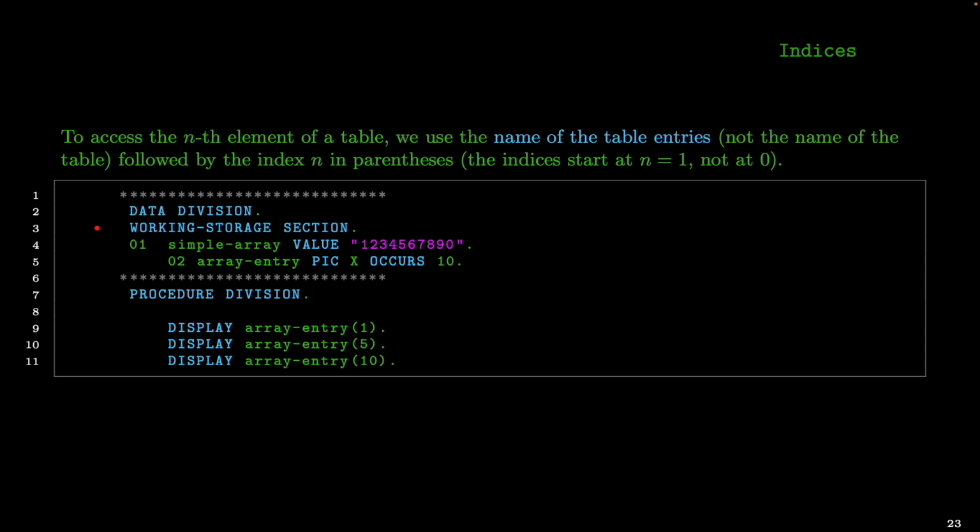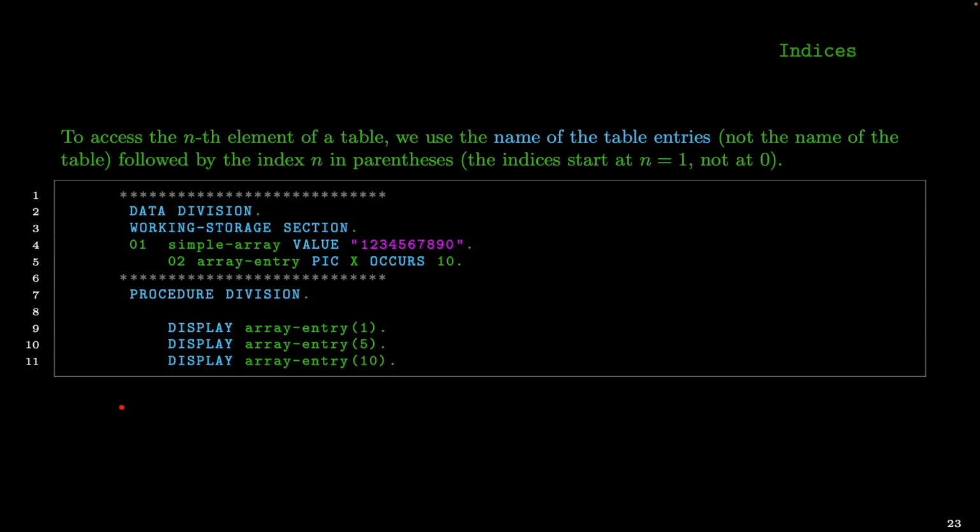So here we have an example. Again, I have my simple array that I initialized just with these values 1, 2, 3, 4, 5 and so on. And if I just want to access the elements of this array, then I can use it like this: display array entry 1, display array entry 5, display array entry 10. So these should output the first, the 5th and the 10th element of this array. And yeah, as I said, note, to do this we use the name of the array entry here, not the name of the table itself.